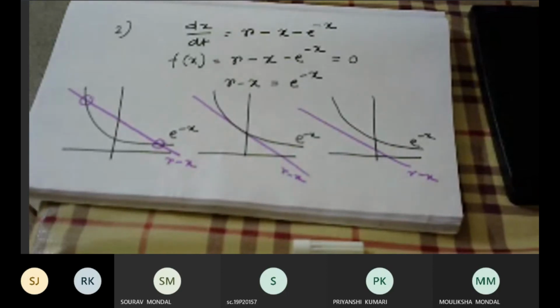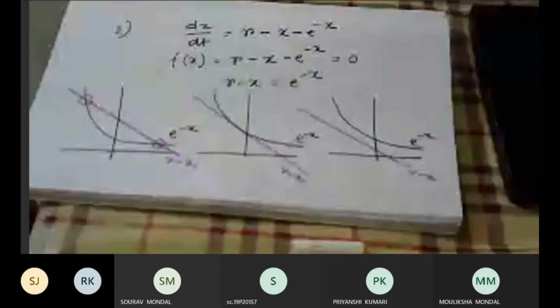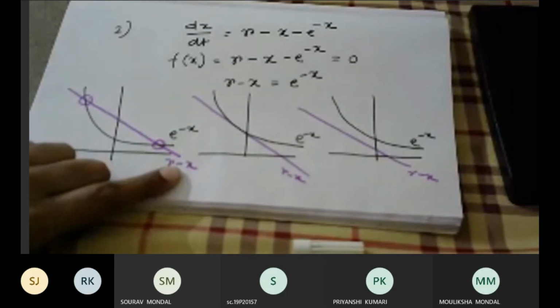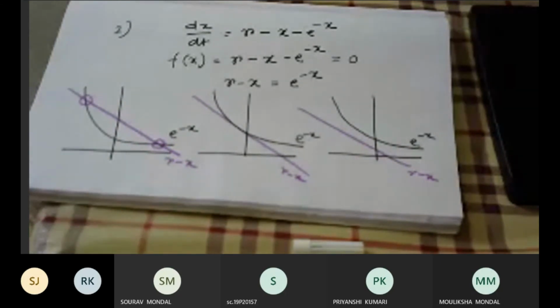What is the value of e to the power minus x at x equal to 0? Anything to the power 0 is 1. That's 1, yes. So r will decide the intercept, and m is 1. Y is equal to mx plus c, where m is 1. So you have a parallel set of lines, depending on whatever the value of r is.